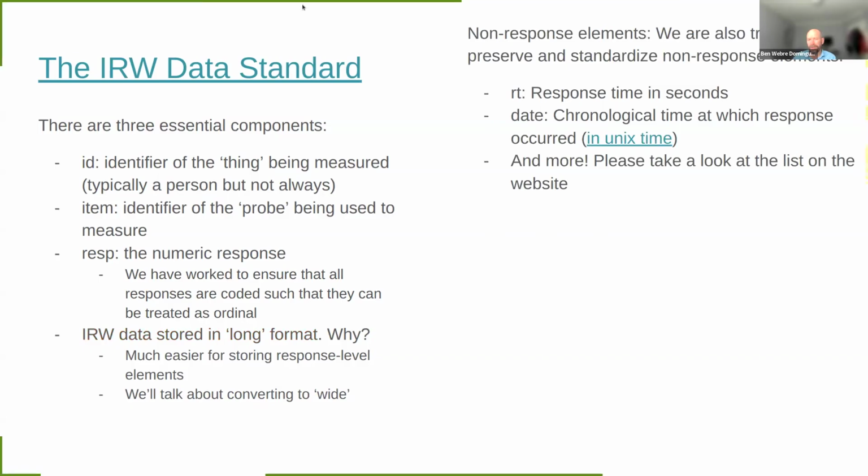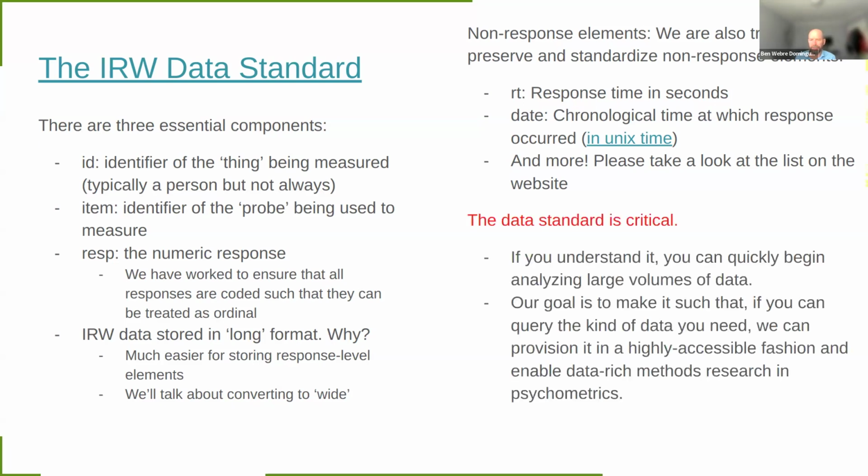Alongside the three critical ingredients, we also have non-response elements that we're trying to preserve and standardize. As a few examples, if response time is included, we always save it in a standardized way. If the chronological time at which the response occurred is included, we save that in Unix time. And there are many other things that we're saving in standardized formats so that people can write code such that analyses can be done with not just the responses, but these other elements as well.